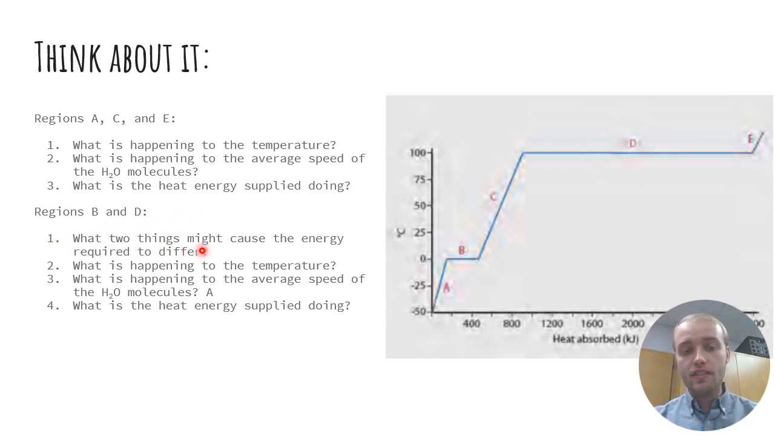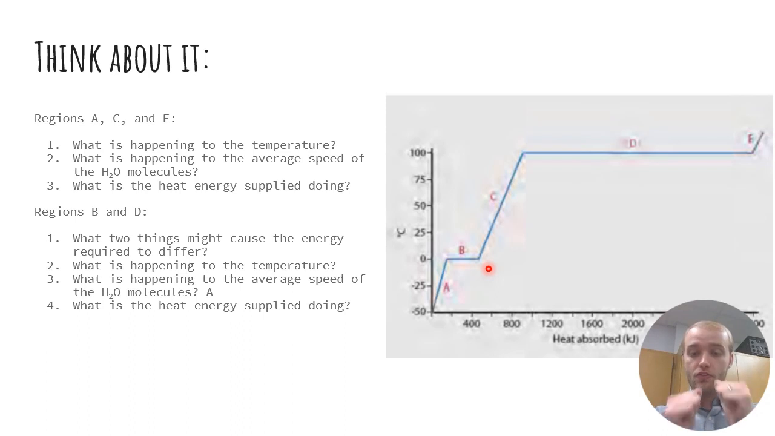So what two things might cause the energy required to differ? So what does it mean by that? Look at region B right here, and then look at region D. You see how the amount of heat for B is so much less than the amount for D? Well, what's going on here? Well, if we start down here and imagine this is water, down here our water is ice. It's solid. And then we heat it up, heat it up, heat it up. Well, what's happening at B? Well, at B, we're melting. What's happening right here is we're melting, okay?